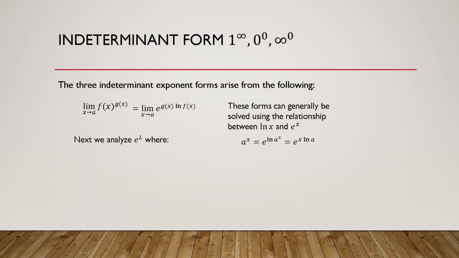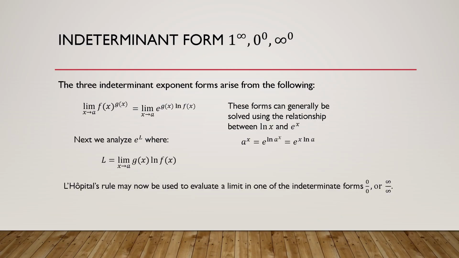Next, we analyze e to the L, where L is the limit of g of x natural log of f of x as x approaches a. From here, L'Hopital's rule may now be used to evaluate a limit in either of the indeterminate forms 0 over 0 or infinity over infinity.